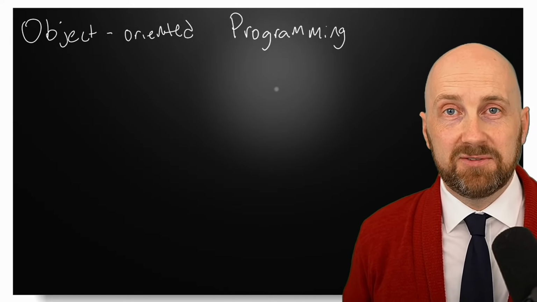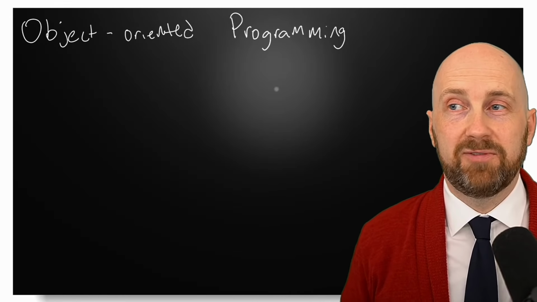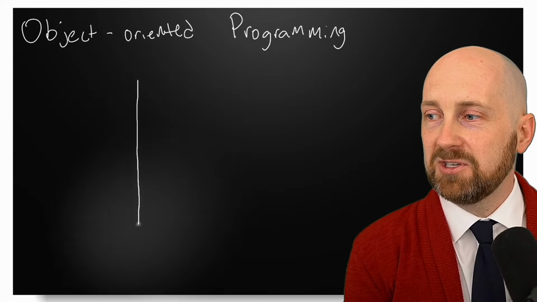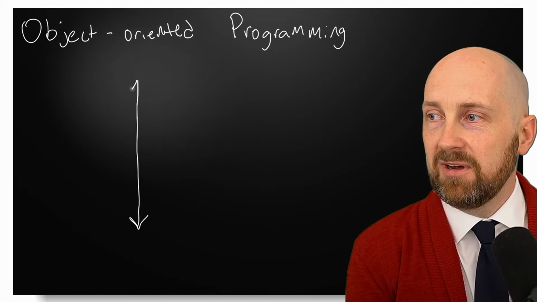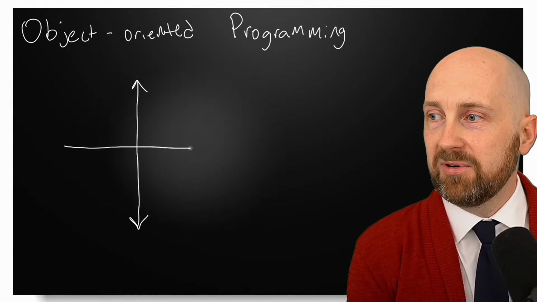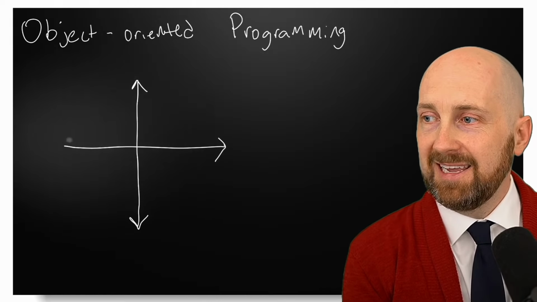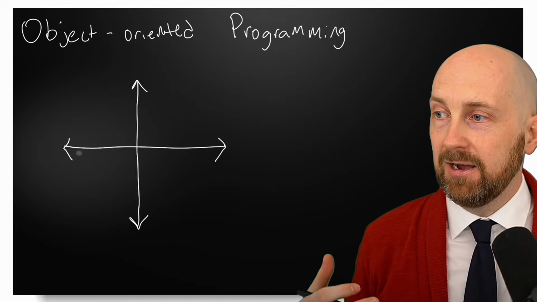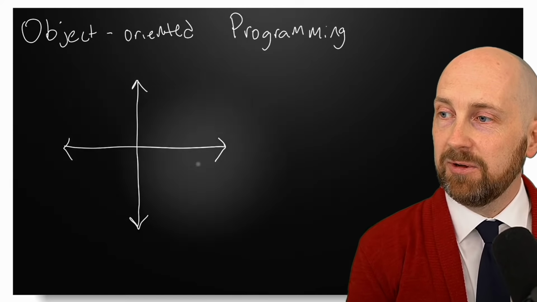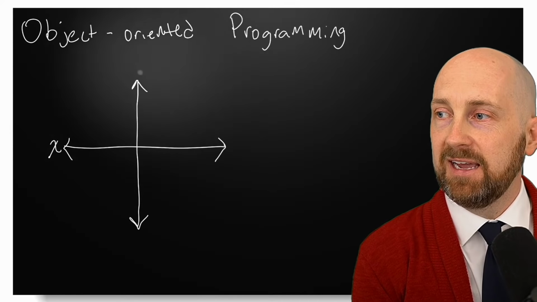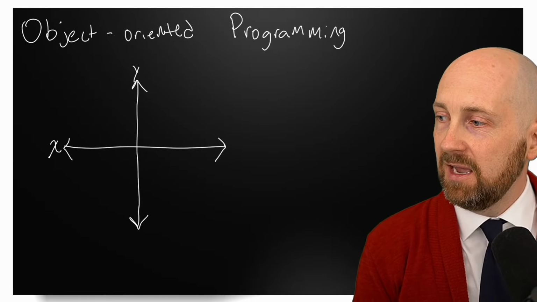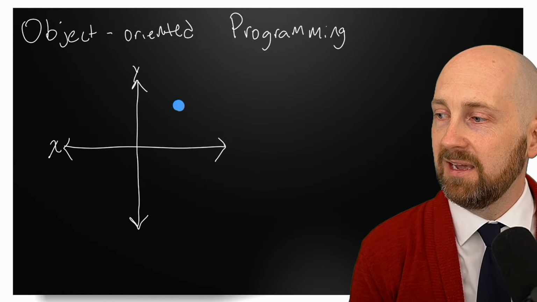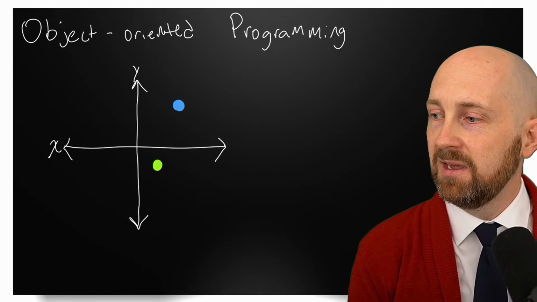To make some sense of what classes and objects are and to provide an example, what I want to do is turn our imagination towards a concept that is very familiar from our early primary school days. The idea of Cartesian coordinates, right? Let's imagine an axis here with this being our x-axis and this being our y-axis. And you've got a point right here, and maybe another point that's here.